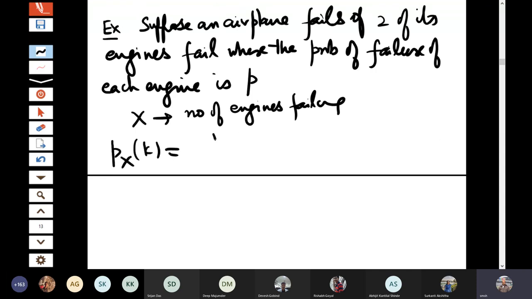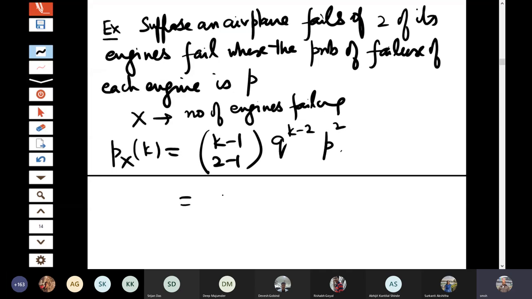It is nothing but the negative binomial distribution. r is here 2. So (k minus 1 C 2 minus 1) q to the power k minus 2 p square, which of course you can write simply as (k minus 1) q to the power k minus 2 p square, k equal to 2, 3 and so on.